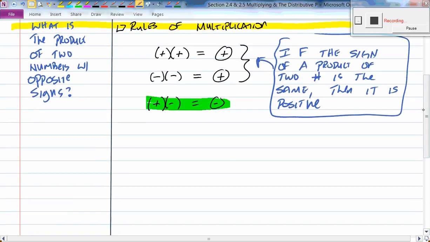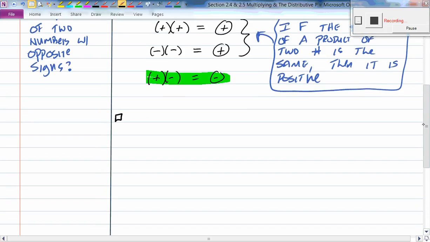Okay, you guys following along so far? Yeah. It's pretty basic, right? You guys are catching on? Okay, let's do some examples. Let's do A, B, and C. Or we'll just do A and B.